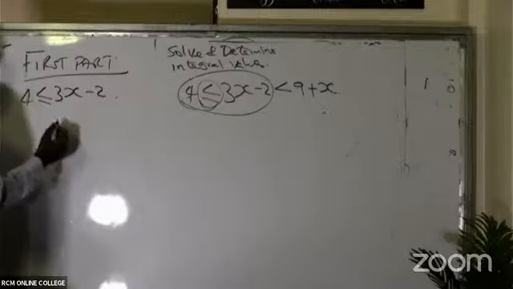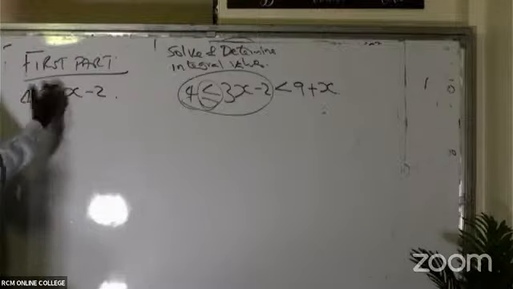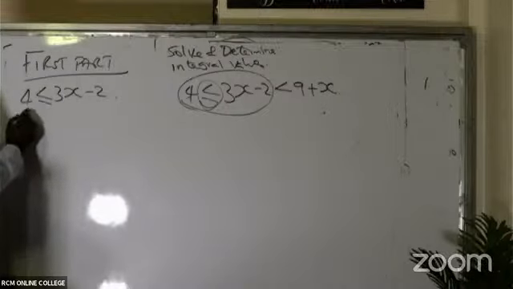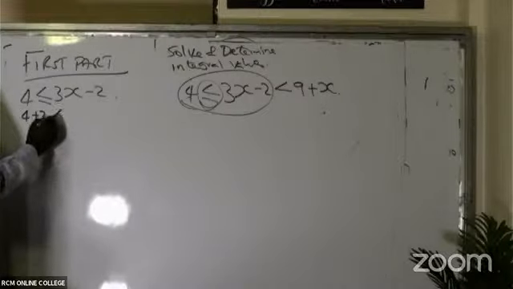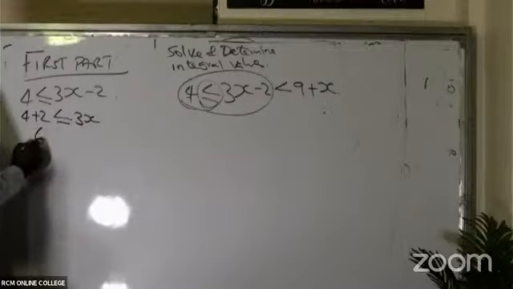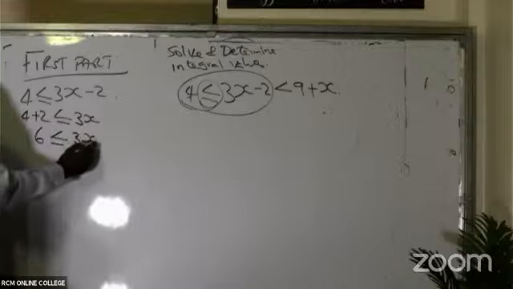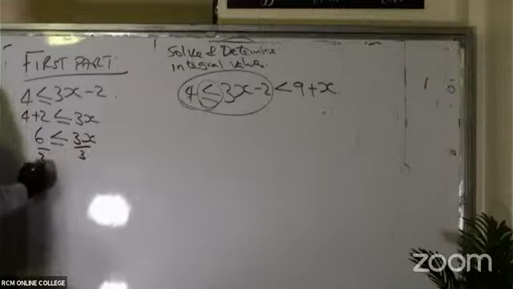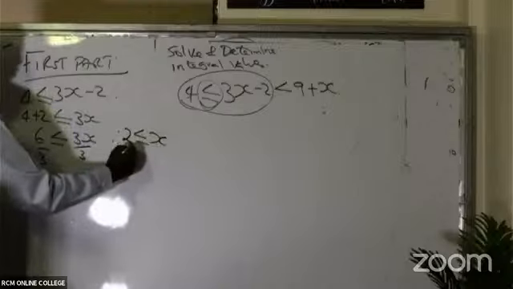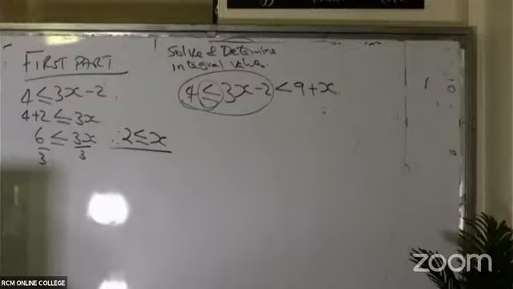3x minus 2. So ensure that x, because in the first part x has to be on the right. So take this to the other side. So it will be 4 plus 2 greater or equal to 3x. So this is 6 greater or equal to 3x. So divide both sides by 3. Therefore, x will be greater or equal to who? 2.